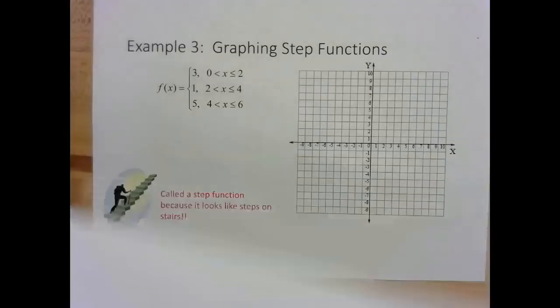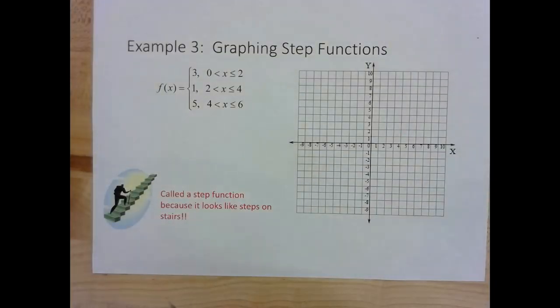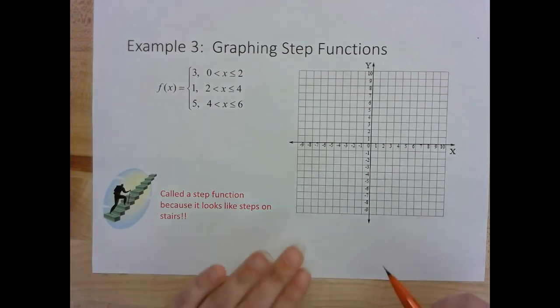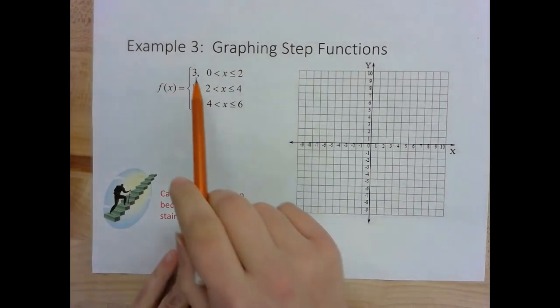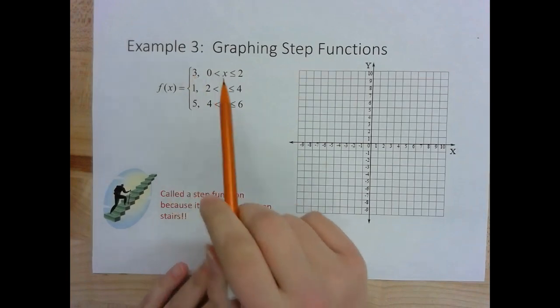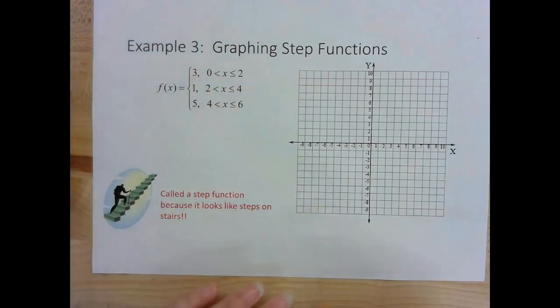Let's try one more. We get to do what's known as a step function. Basically, it's going to look like stairs when we're done. We did a couple of examples of evaluating like this and also the writing ones, but let's take a peek at this. So I have 3 here, and I have 0 to 2.